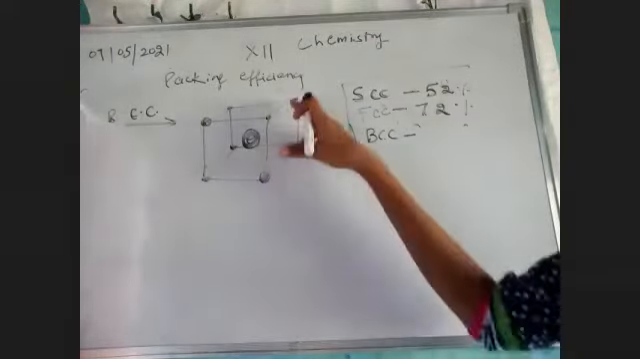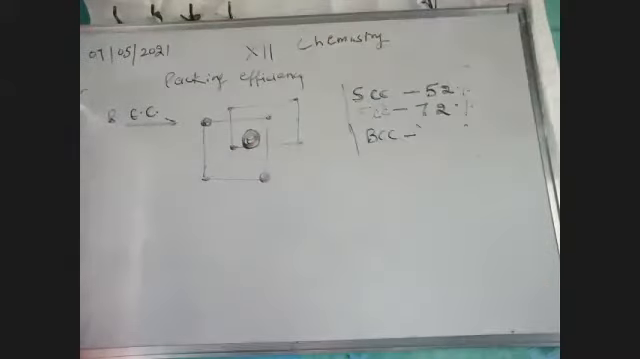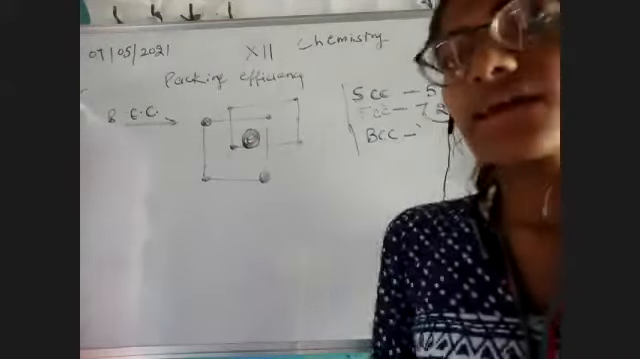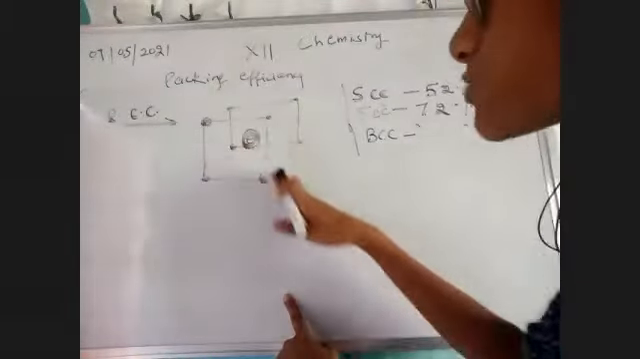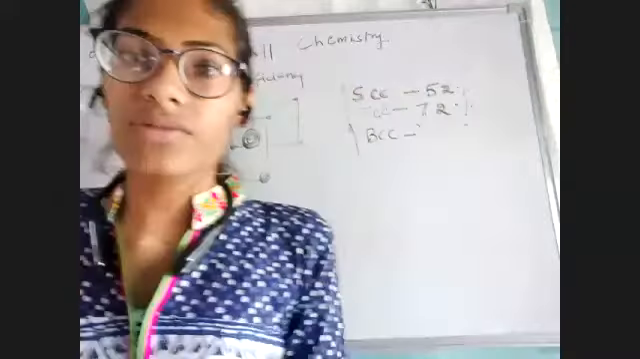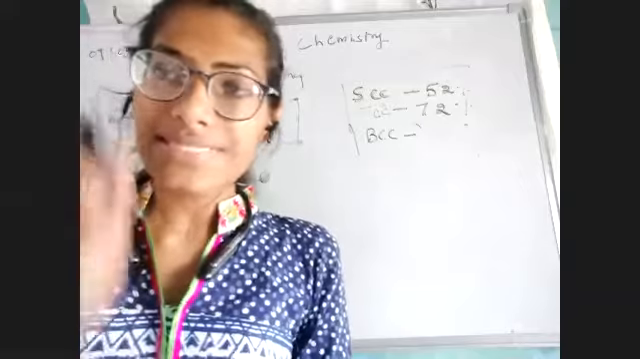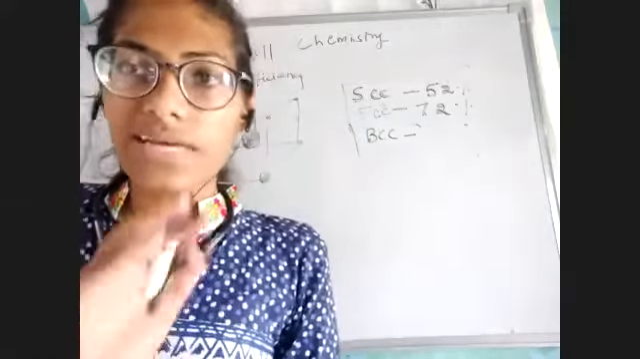Just as we have done in our face centered, we have put these 3, and we will try to calculate with the help of the diagonal. We will do the same procedure. We will put these 3 in the same diagonal, and we will try to calculate with the help of the Pythagoras theorem. Just the same concept, same formula. Try yourself. I'll just write the exact answer.